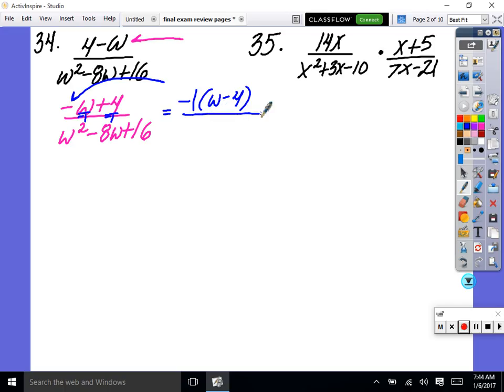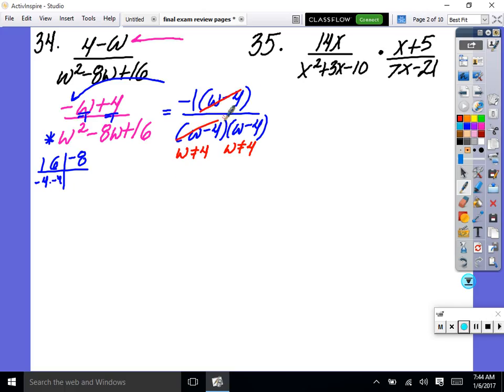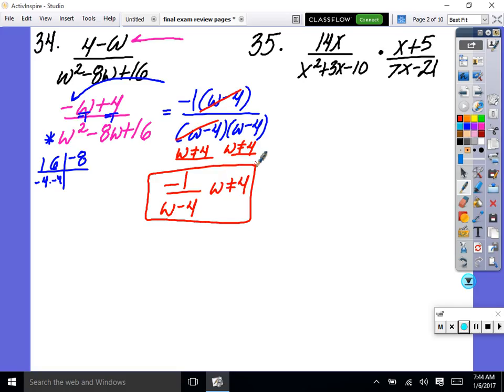On bottom, it's a quadratic. We factor what multiplies to be 16, adds up to be negative 8. Negative 4 times negative 4. So the bottom factors to be w minus 4 times w minus 4. Restrict the domain first. So w cannot be 4. Divide those out now. So left on top is negative 1 over w minus 4 as long as w does not equal 4. Since these are the same value, you don't need to list it twice.